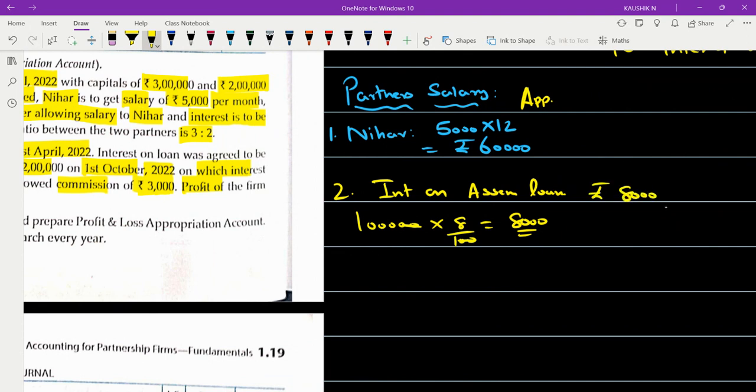Now tell me, is it a charge or appropriation? Very good. So this is charge. And tell me whether this interest will reduce your profit or it will increase your profit. Very good. So from the profit, you have to subtract this 8,000. This charge will reduce our profit. So remember that it will reduce the earned profit.